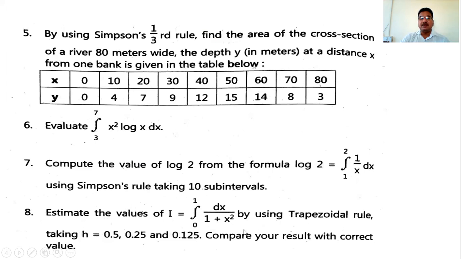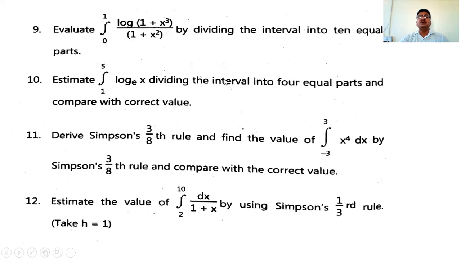Again, the example on the trapezoidal rule, and this is also an example on 10 equal parts. So we can apply either the trapezoidal rule or Simpson's 1/3 rule because there is no instruction. The number of intervals is 10, and that's why we can apply either the trapezoidal rule or Simpson's 1/3 rule. Similarly, here 4 equal parts, and compare with the correct answer.